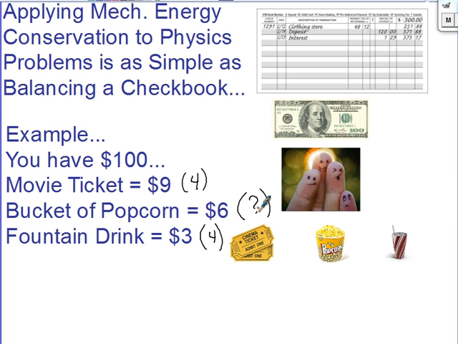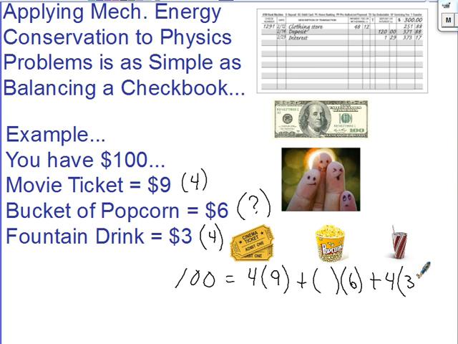It really is that simple, and I bet you can do this kind of problem without even writing a lot down. The idea behind mechanical energy conservation is what you start with is what you end with. If you buy 4 of the movie tickets, that's 4 times $9, plus you don't know how many buckets of popcorn you're going to buy, but they cost $6 each. And you end up buying 4 drinks. Those are $3 each. Plus you still have $40 in your pocket when you leave.